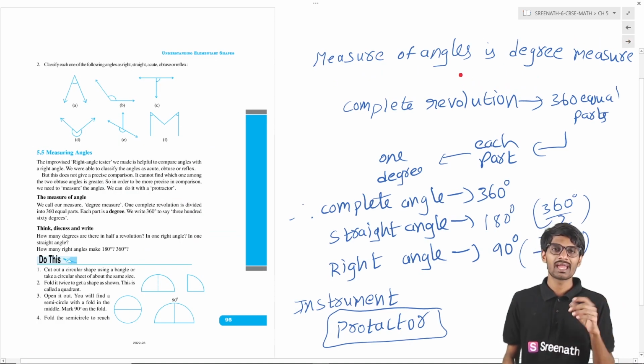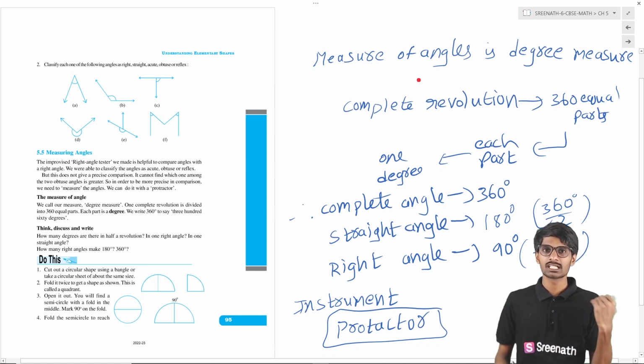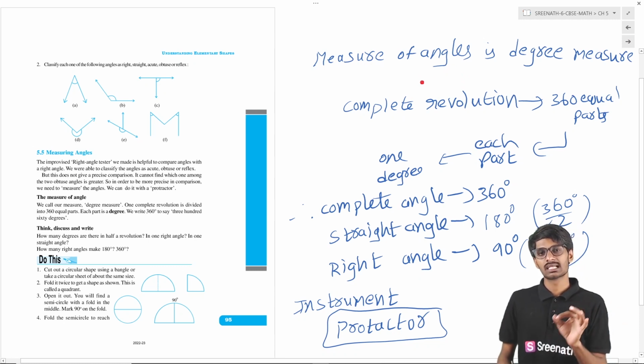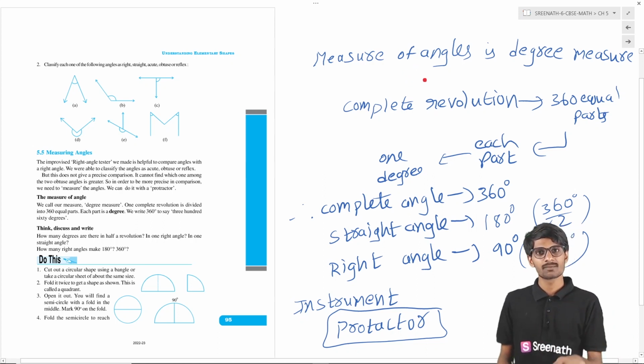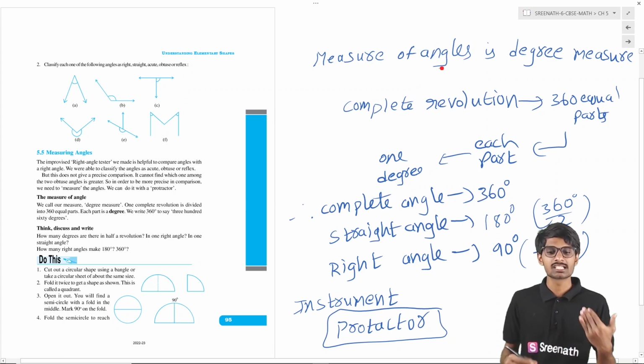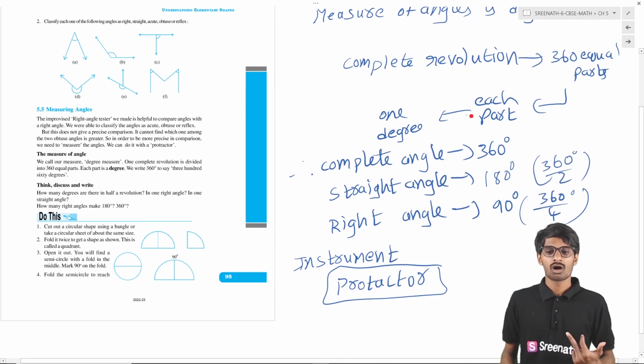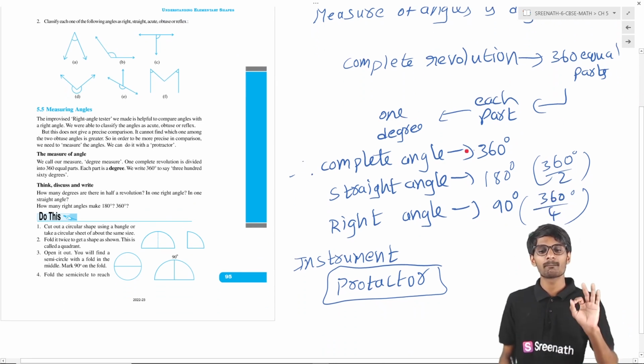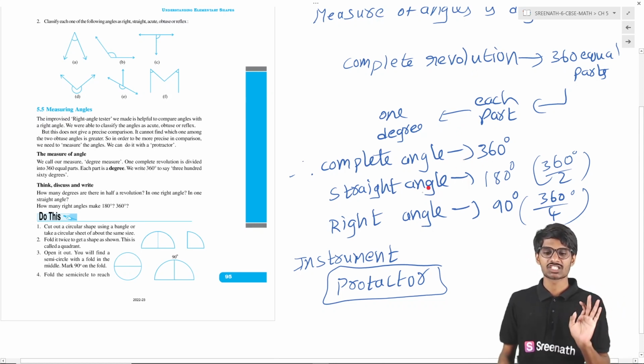So, measure of angles. How will we measure? Basically, we measure line segments in terms of length. The measure of line segments is length. The measure of angles is degree measure. We will measure it in degrees, how many degrees it is. One complete revolution has 360 equal parts. Each part we call 1 degree. So finally, one complete angle, or one complete revolution, is equal to 360 degrees. A straight angle has 180 degrees and a right angle has 90 degrees, students.